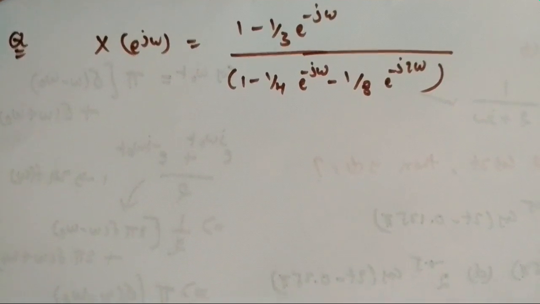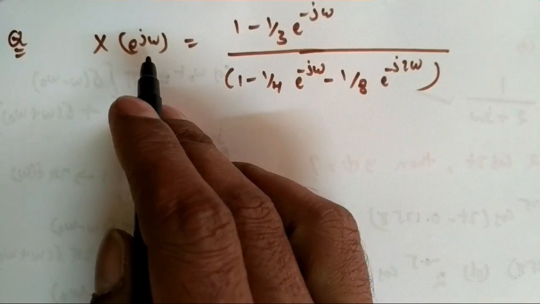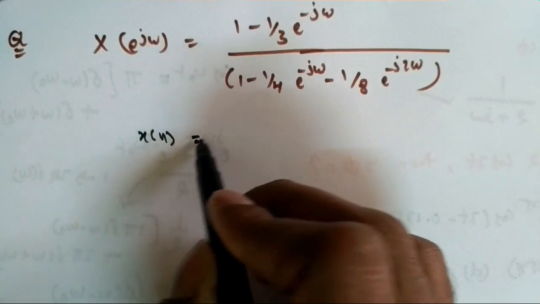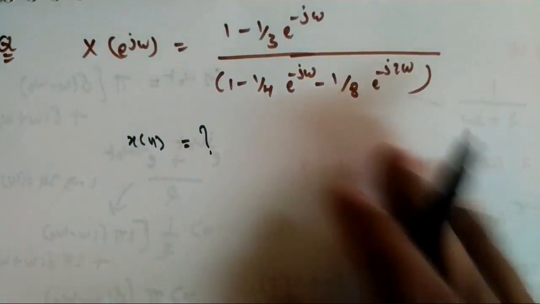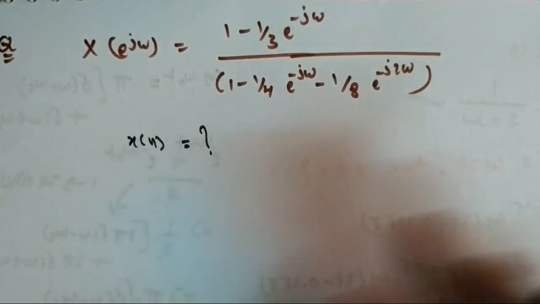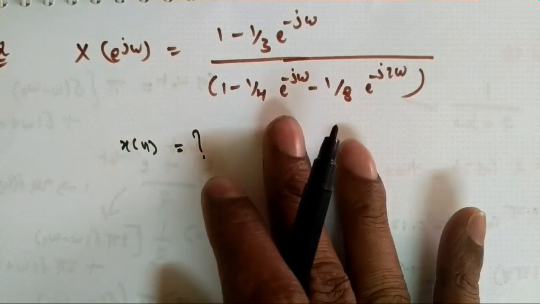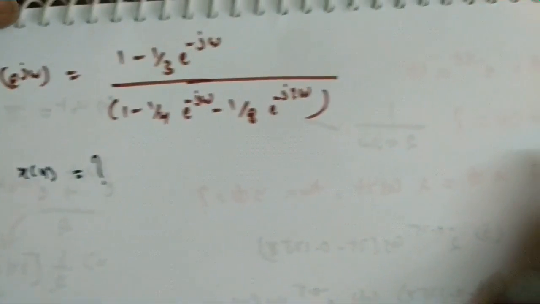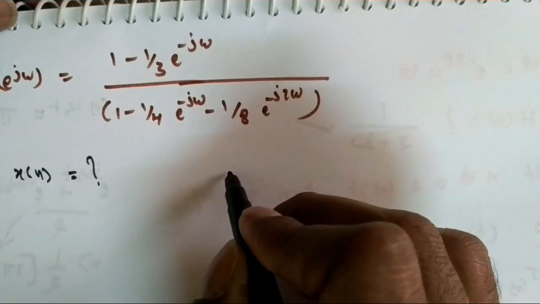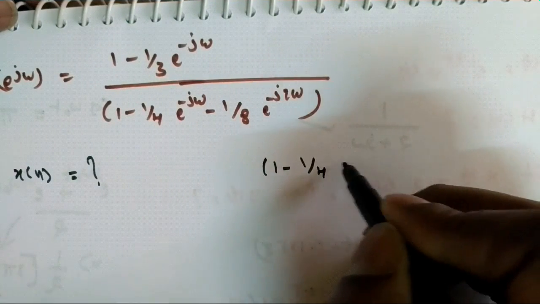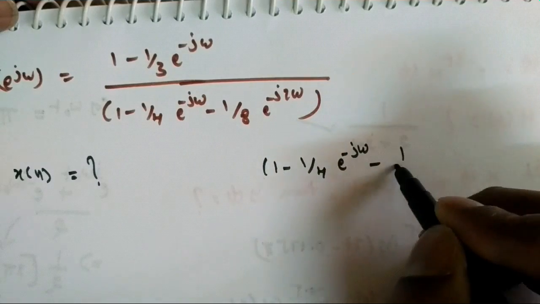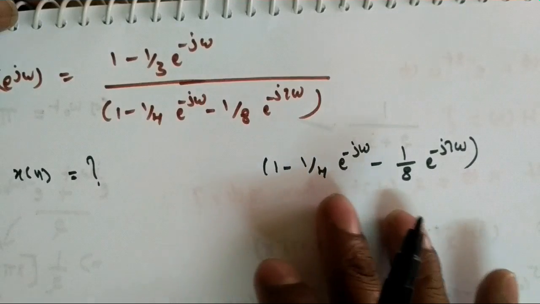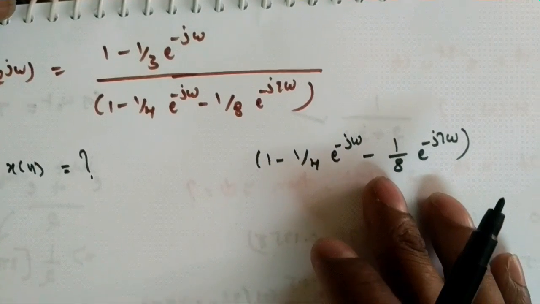Next we will see this problem, that is X of e power j omega is given, so we need to find the inverse Fourier transform, that is x of n we need. To solve this one again we need to go for partial fractions, and you may see some complexity here, but what we need to do is very simple. Take the denominator, 1 minus 1 by 4 e power minus j omega minus 1 by 8 e power minus j 2 omega. To make factors of these fractions is somewhat difficult.